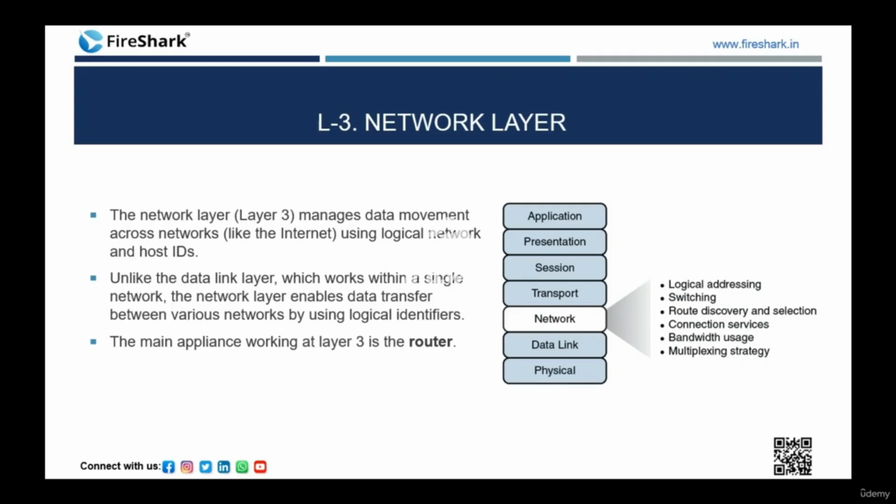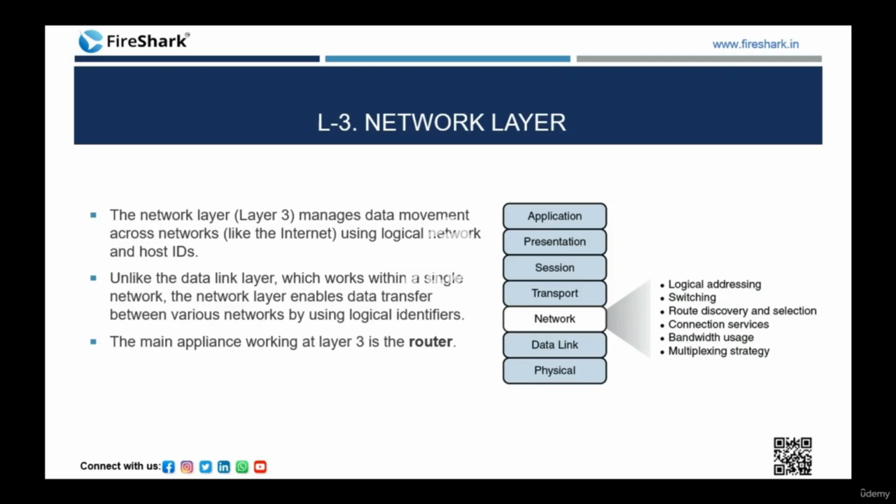Just like you put your friend's address on the envelope, computers on the network have unique addresses like IP addresses, and the network layer ensures that your data knows where to go. Now let's understand routing. Your letter might pass through different post offices and routes before reaching your friend. Similarly, the network layer decides the best path for how your data travels through the network, and it figures out the most efficient way for your information to reach its destination.